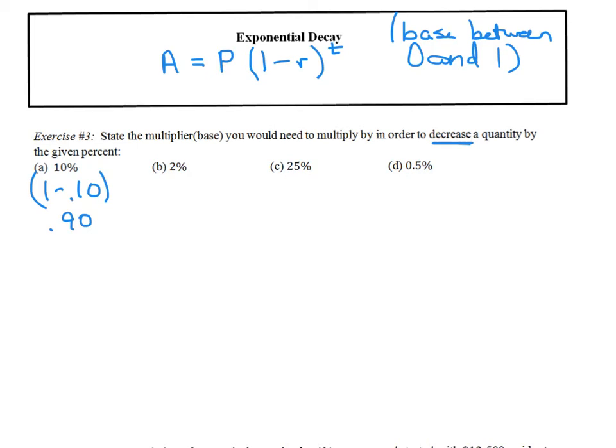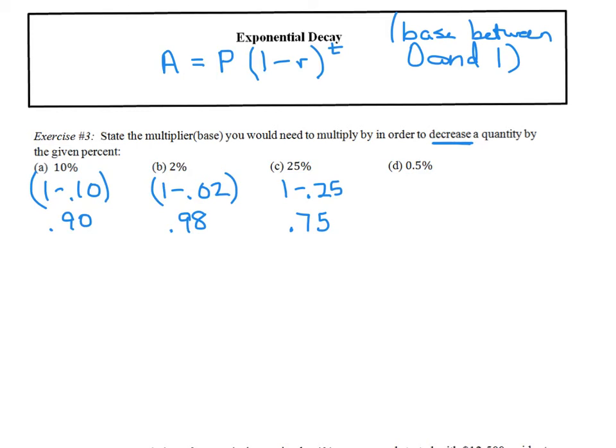Yes, that is a value that's between 0 and 1, so of course that's going to show exponential decay. Let's try 2%. So this time we're going to say 1 minus 2% as a decimal is 0.02. So when I do that subtraction, my multiplier is going to be 0.98. Again, it's a decimal that has a value between 0 and 1, so that tells me that I've got exponential decay. For part C, 1 minus 25% would be 1 minus 0.25. That's going to give me the decimal 0.75. And yes, again, that's a decimal that's between 0 and 1, so this would be an exponential decay.